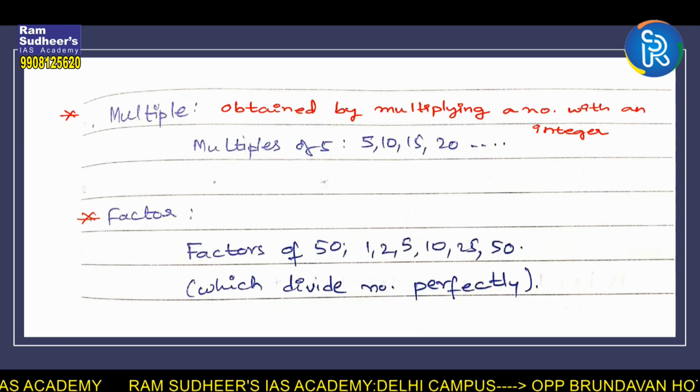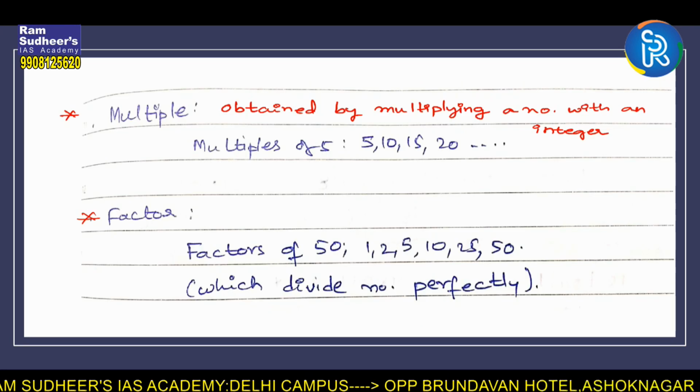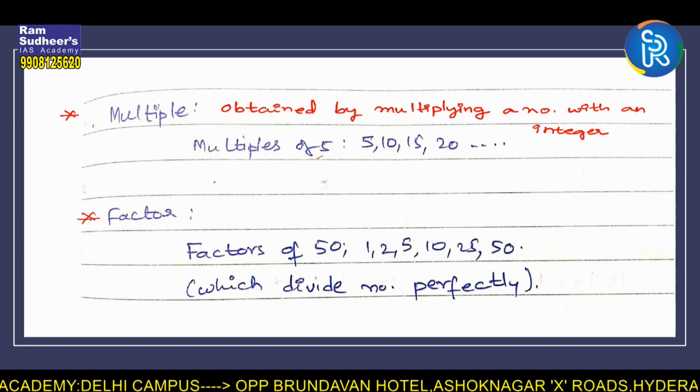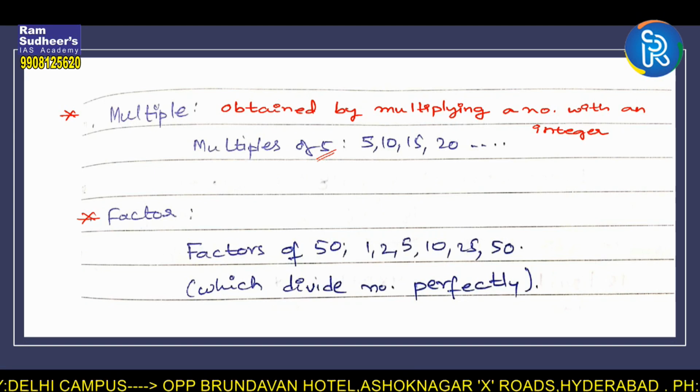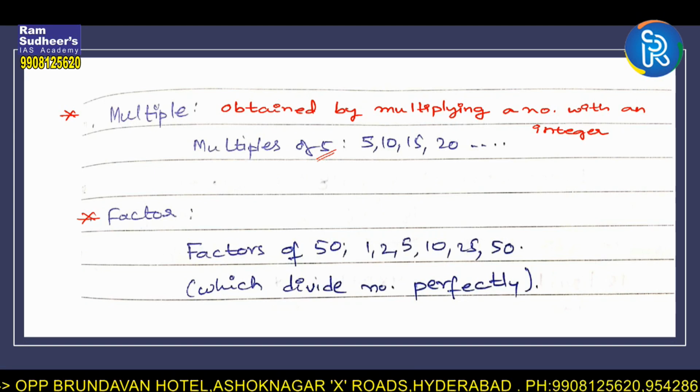Yes, students. First, what is a multiple? A multiple is that which is obtained by multiplying a number with an integer. For example, multiples of 5. Multiplying 5 with certain integers like 1, 2, 3, 4 and so on will lead to 5, 10, 15, 20, which are multiples of 5.